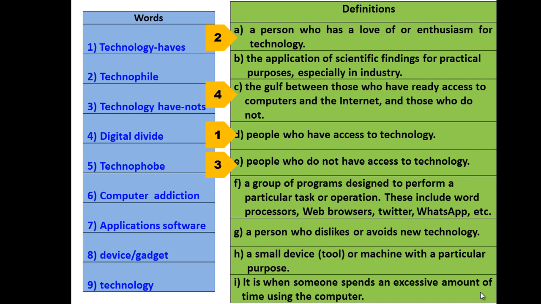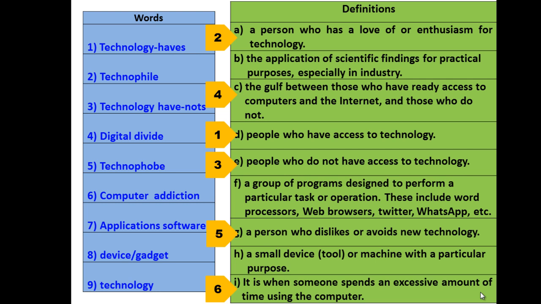Digital divide means the gulf. The gulf here means the difference. The difference between those who have access to computers and the internet and those who do not. Technophobe, its appropriate definition is G: a person who dislikes or avoids new technology. Concept 6, computer addiction, its appropriate definition is I: it's when someone spends an excessive amount of time using the computer.